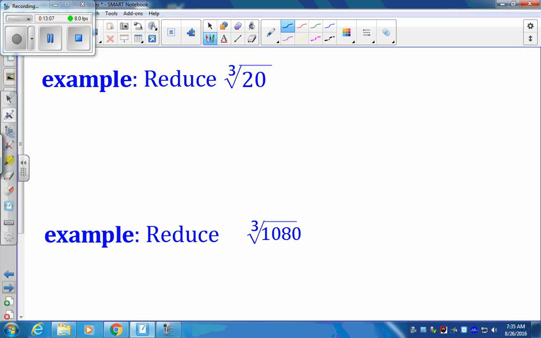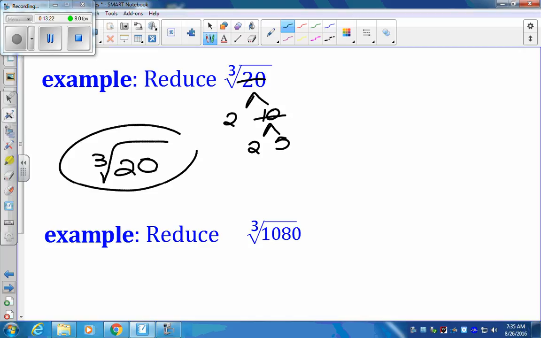All right, 20. Break it down into 2 and 10. Break that down into 2 and 5. Can I make any groups of 3? No. So cube root of 20 is my final answer. It was already simplified.